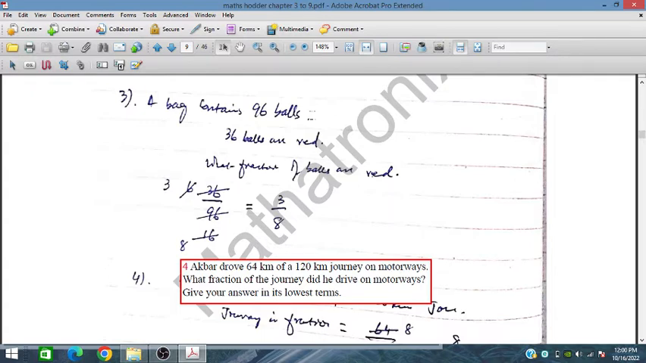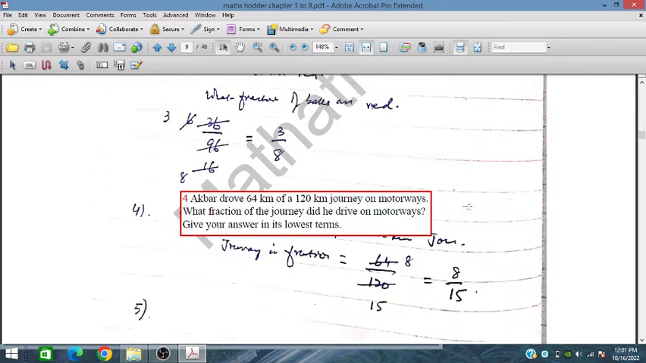So 36 divided by 96 is the fraction that gives how many balls are there in the bag. So 3 by 8 is the fraction of red balls, and the other balls are 5 by 8. For problem number 4, Akbar drove 64 kilometers of a 120 kilometer journey on a motorway. What fraction of the journey did he drive on the motorway?